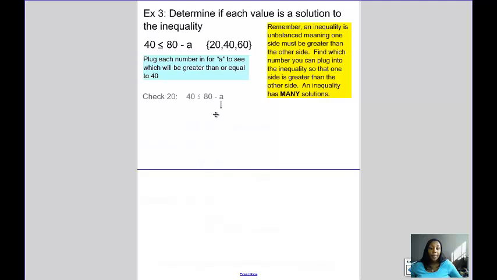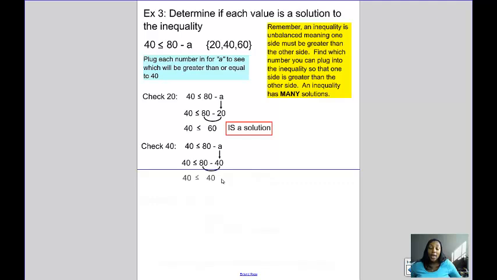So we're going to check 20. We're going to plug 20 in for A, and then we're going to solve 80 minus 20, which gives us 60. And is 40 less than or equal to 60? Well, the answer is yes, so that means 20 is a solution. So now we'll check 40. We're going to plug 40 in for A, and now we're going to solve 80 minus 40, which gives us 40. And then again, we have to ask, is 40 less than or equal to 40? Well, because it's equal to 40, that means this is a solution because it is less than or equal to.